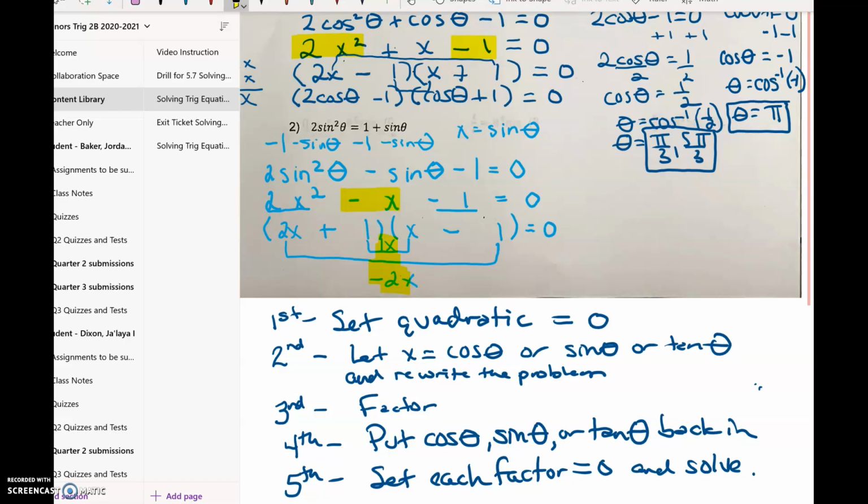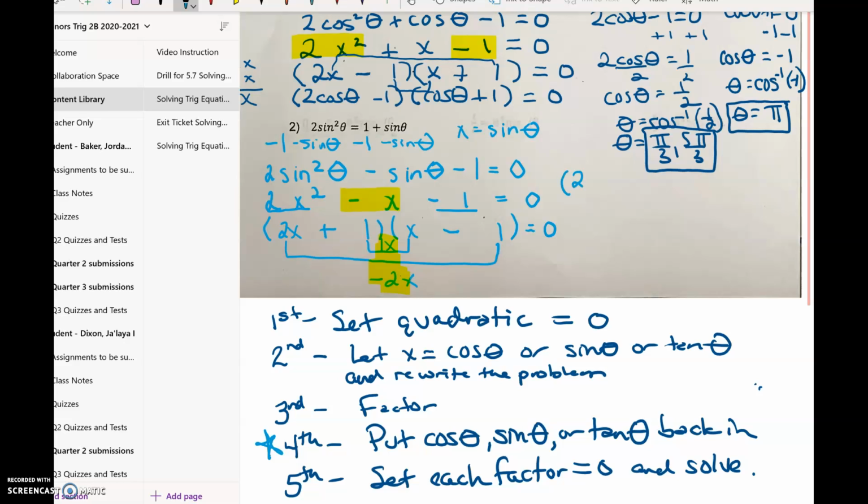So now I go to my fourth step where I put cosine, sine, or tangent back in. Be really careful that you put the correct word back in. If you put cosine in or tangent in and it's supposed to be sine, you're going to get different answers. So you've got to look at the original problem. This fourth step is really important that you put the correct trig function back in.